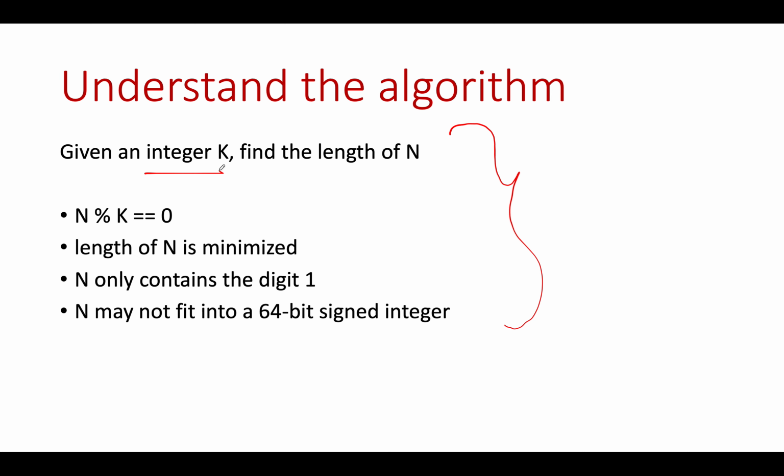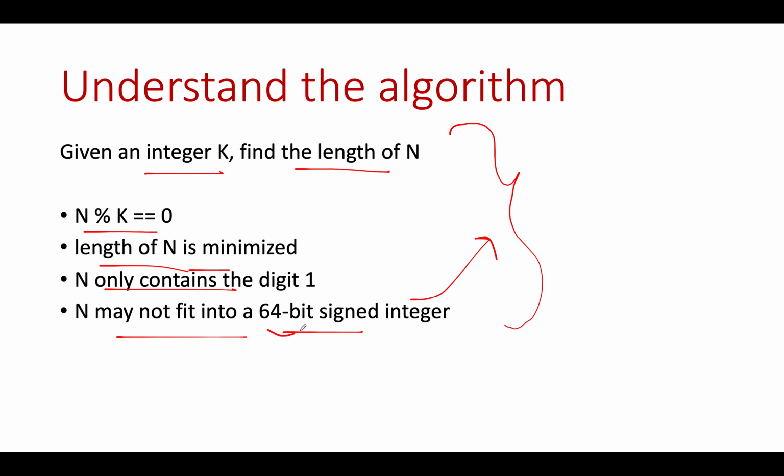We are given an integer k. We need to identify the length of n, and to what all rules n should abide to. N modulus k should be equal to 0. Length of n should be minimum. N only contains the digit 1. N may not fit into 64-bit signed int category. This is the most important constraint which will hinder us from submitting the solution to 100% acceptance.